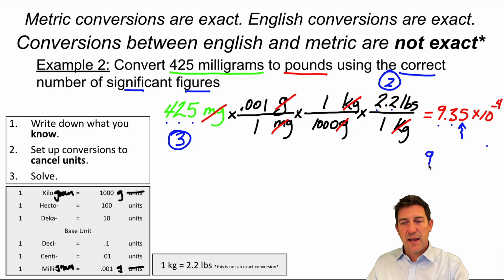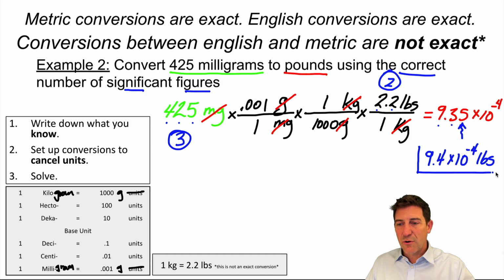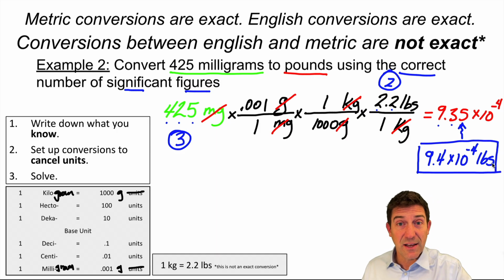That gives us 9.3. Oh, not 9.3, because look, there's a 5 there. That causes this to round up. 9.4 times 10 to the negative 4 pounds. And this is the correct answer with the correct number of significant digits.